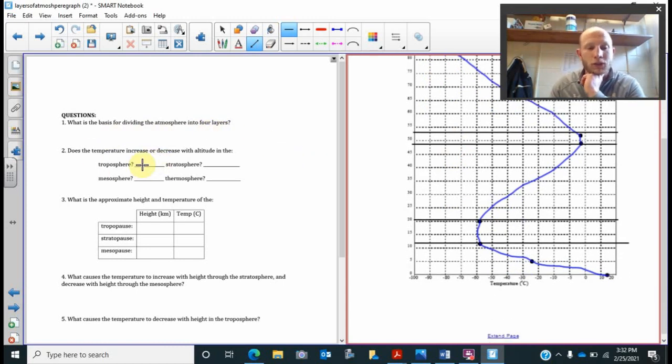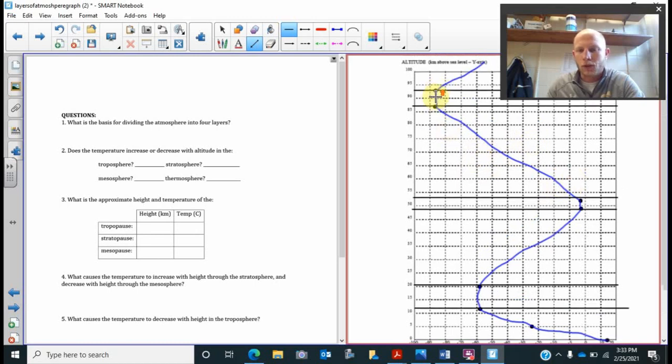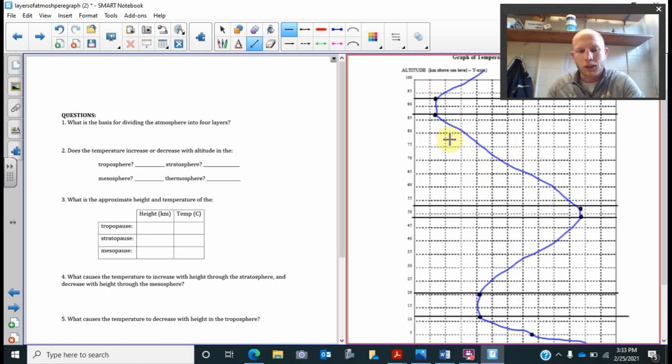Now, if we look at the troposphere, as we go up in altitude, does temperature increase or decrease? In the troposphere, as we go up in altitude, the temperature decreases. It goes down. In the stratosphere, as we go up, it increases. In the mesosphere right here, as we go up, it cools down. As we go to our thermosphere, as we go up in altitude, it heats back up.